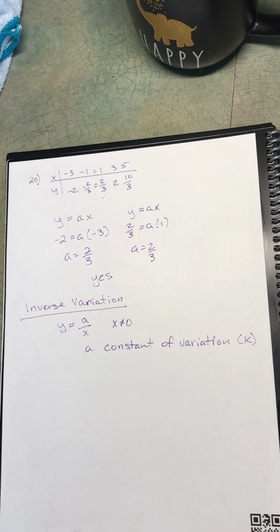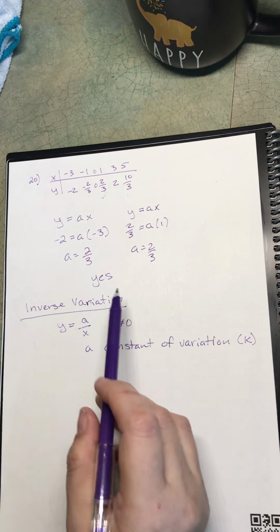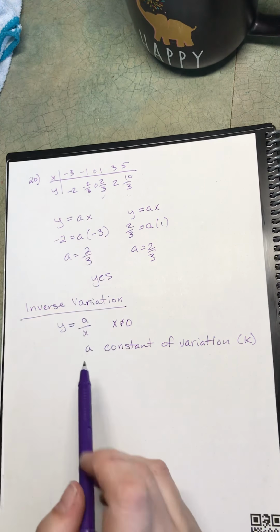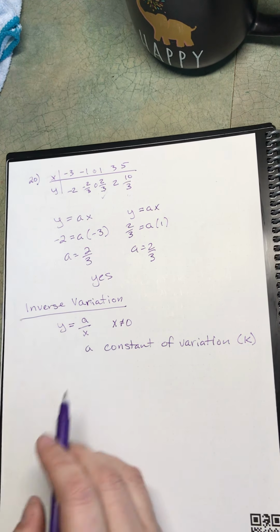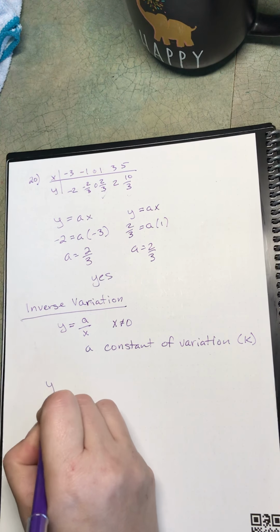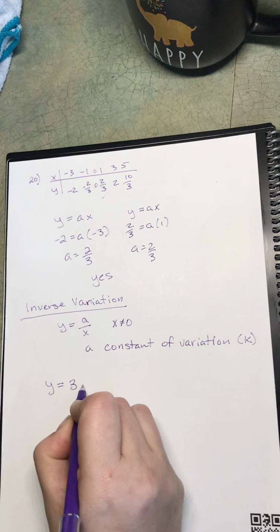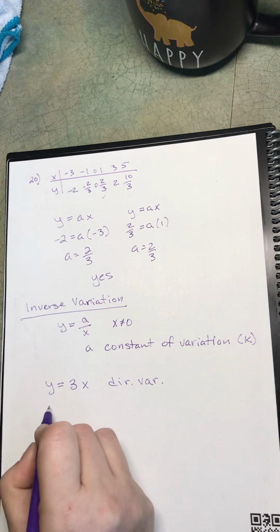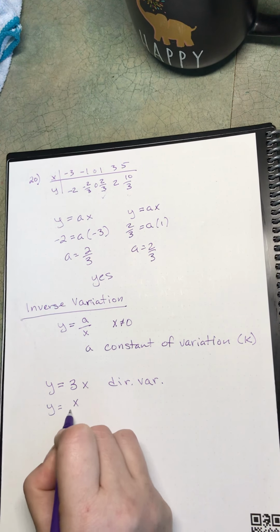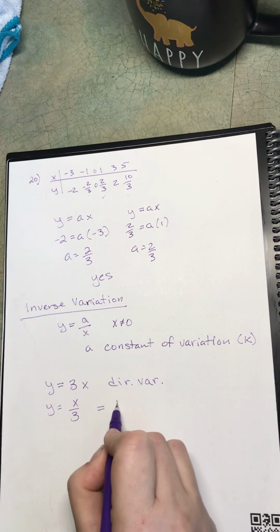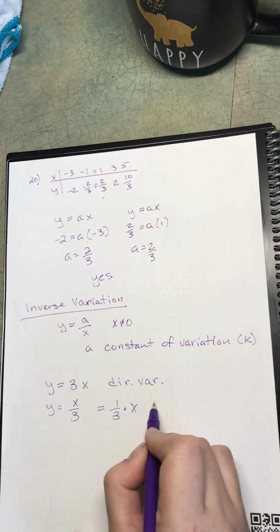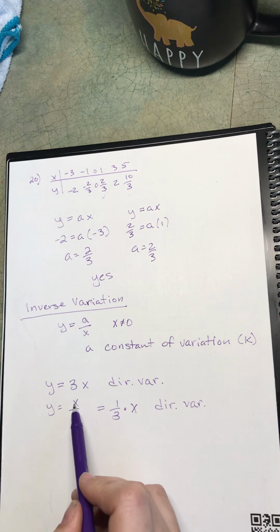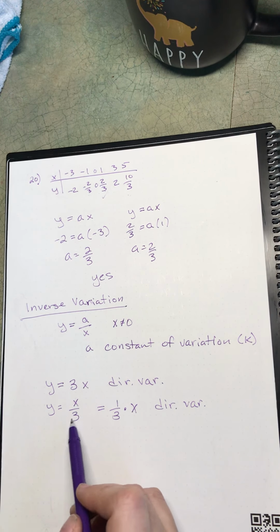To tell whether something is direct or inverse variation, you're just looking at whether it follows this pattern of multiplying a constant times the x or dividing by x. So for instance, y equals 3x is direct variation. y equals x over 3 would be the same as 1/3 times x, so this is also direct variation. Notice here the x is in the numerator of the fraction. We're not dividing by x.